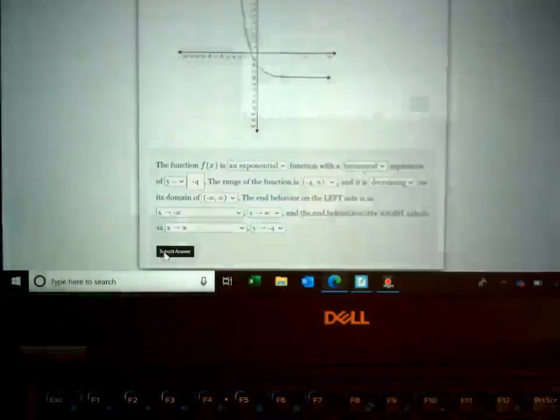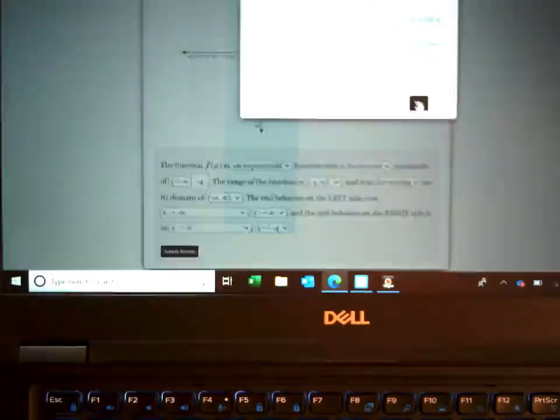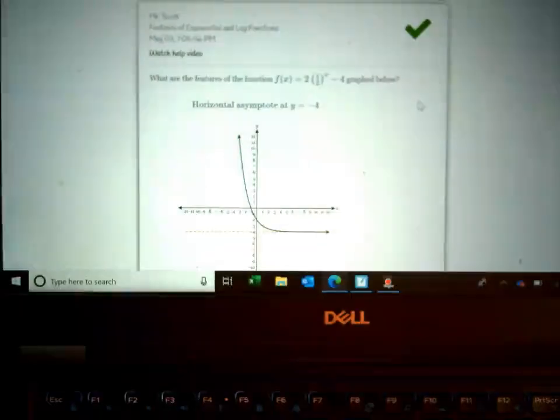So we'll submit that, hit yes, got a big green check, and that kind of wraps up what it looks like to do the two graphs when you're doing the features as your homework. Okay, so I'm going to move the computer and wrap this up for you.